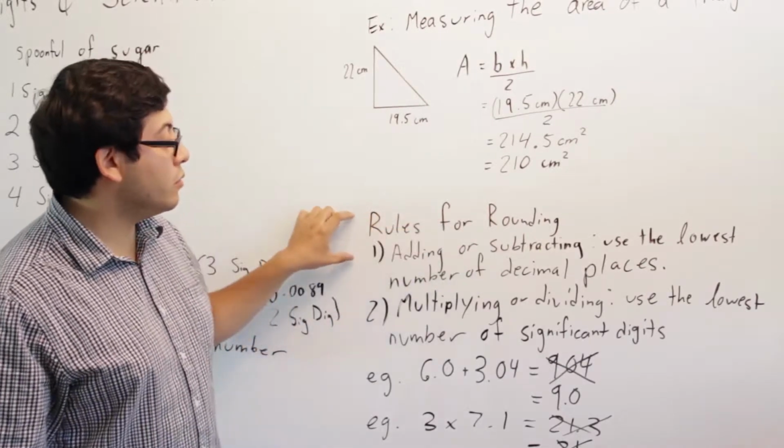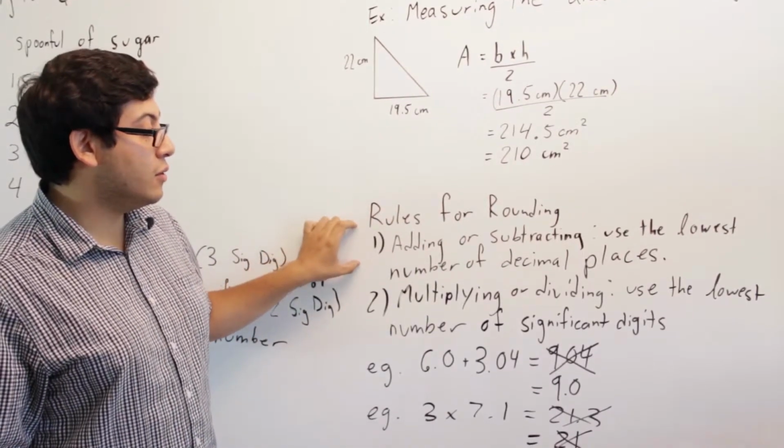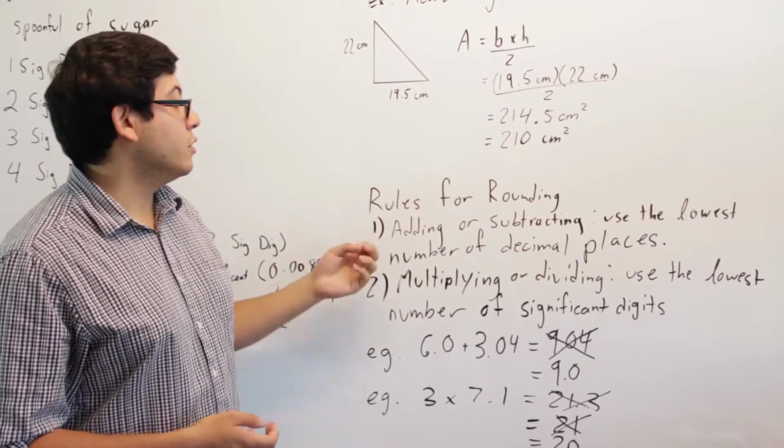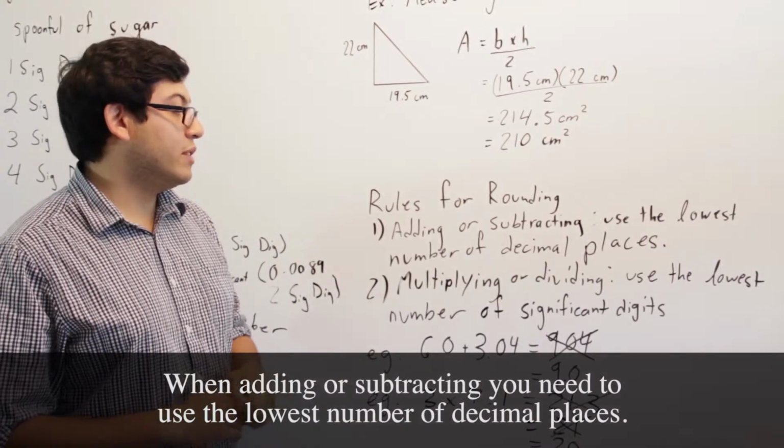There are two rules for rounding. The first one is if you're adding or subtracting. When you're adding or subtracting, you need to use the lowest number of decimal places.